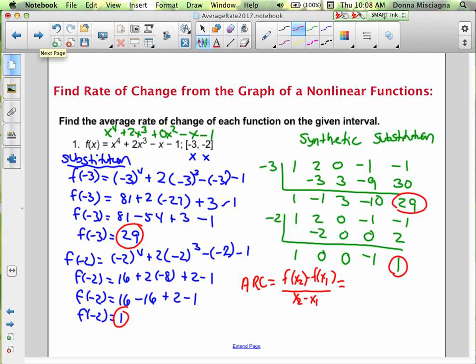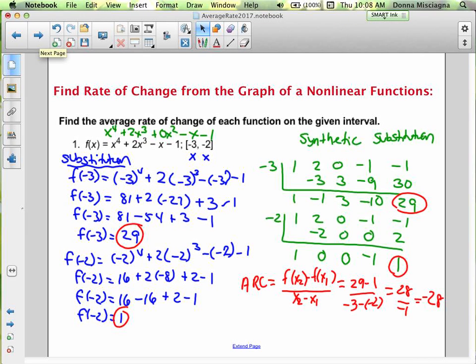All right, match up. 29 goes with negative 3 and 1 goes with negative 2. So we have 29 minus 1 divided by negative 3 minus a negative 2. So that's going to be 28. Negative 3 minus a negative 2 is the same as negative 3 plus 2. So that's going to be negative 1. And this is a slope of negative 28. So that's our average rate of change over the interval. There's negative 28. Any questions on this one?